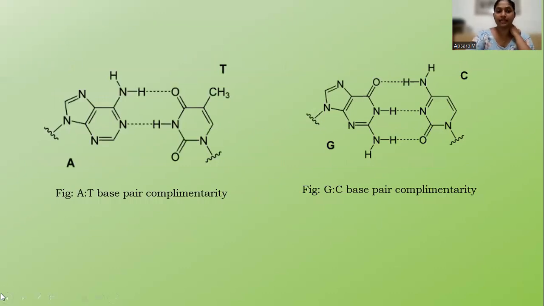So here, very clearly, you can see the adenine to thymine base pair complementarity. This is the structure of adenine, which is a purine, and this is thymine, which is a pyrimidine. And you can see 2 hydrogen bonds that are formed. The dotted line indicates the hydrogen bond. Whereas here, between the GC base pair complementarity, guanine is a purine and cytosine is a pyrimidine. Here you can see 3 hydrogen bonds.